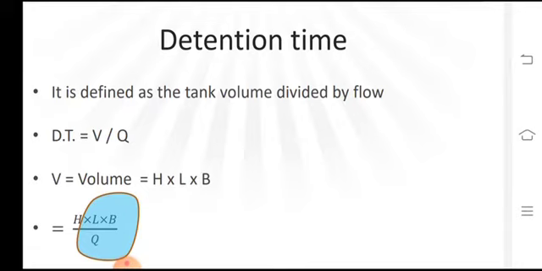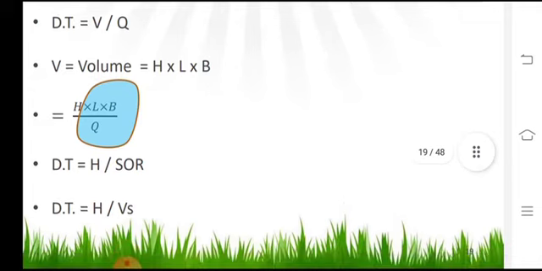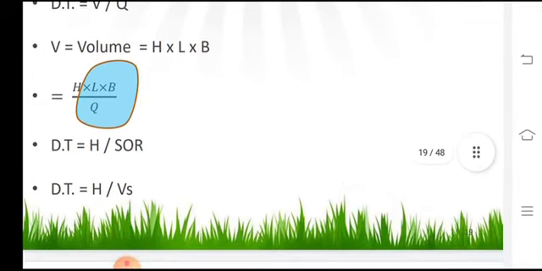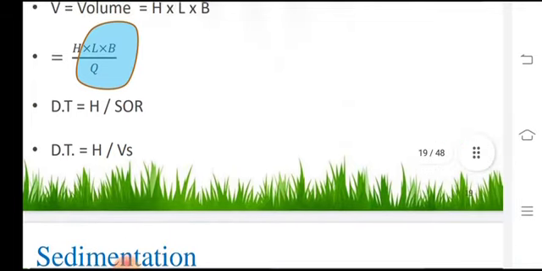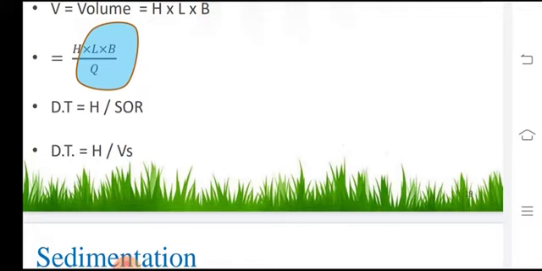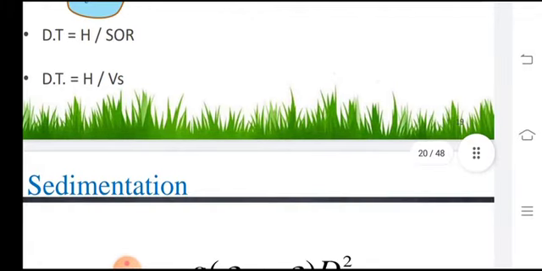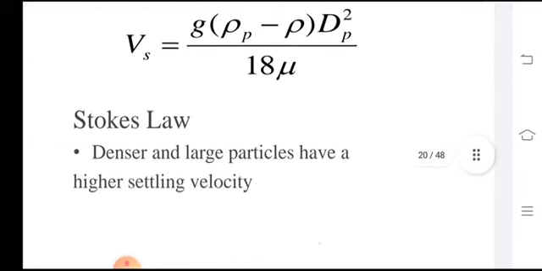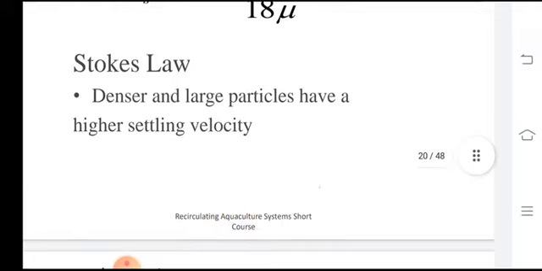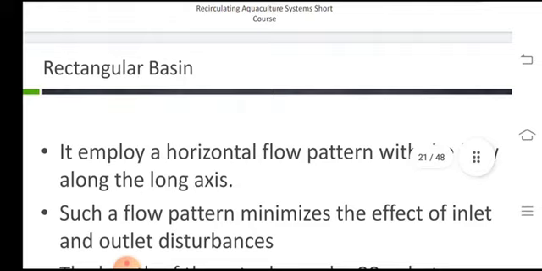Then we have a detention time, which will be representing how much time that particle must stay in the tank, and it is defined by volume over discharge Q. So volume is H into L into B. If you put these values here, we can get it like this, and then simplifying it, we are further going to have this H over surface overflow rate, and actually this is representing the settling velocity. So denser and large particles have a higher settling velocity.